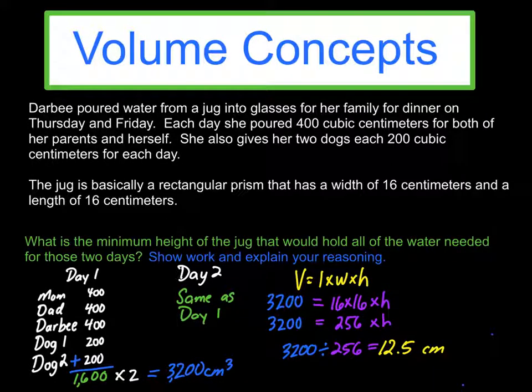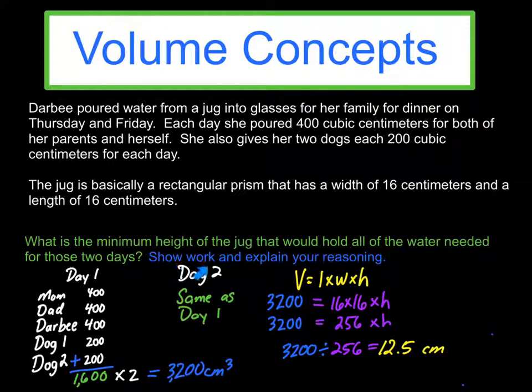So my last step is to just go back to the question, make sure I didn't forget anything, and make sure that I answered all parts of the question. It says, what is the minimum height of the jug that would hold all of the water needed for those 2 days? Well, we figured out day 1 is 1,600. Day 2 would be the same, so the total water was 3,200. And then we used that number to determine the height, which the question asked us.